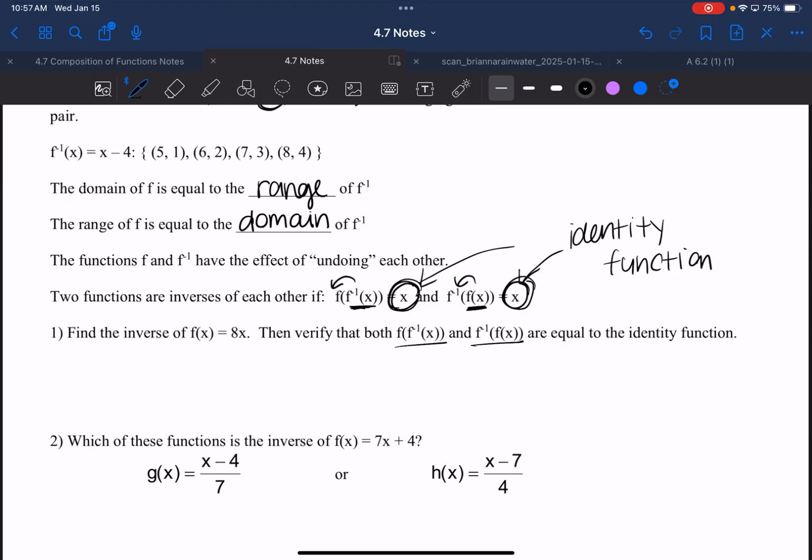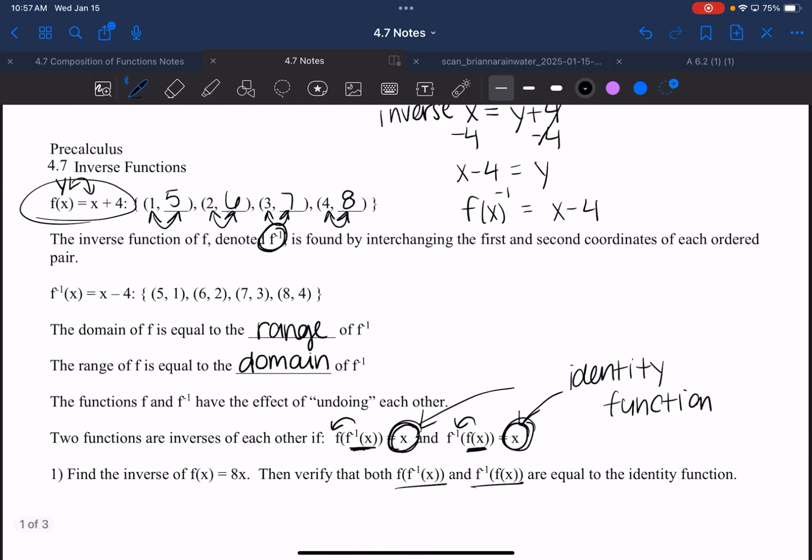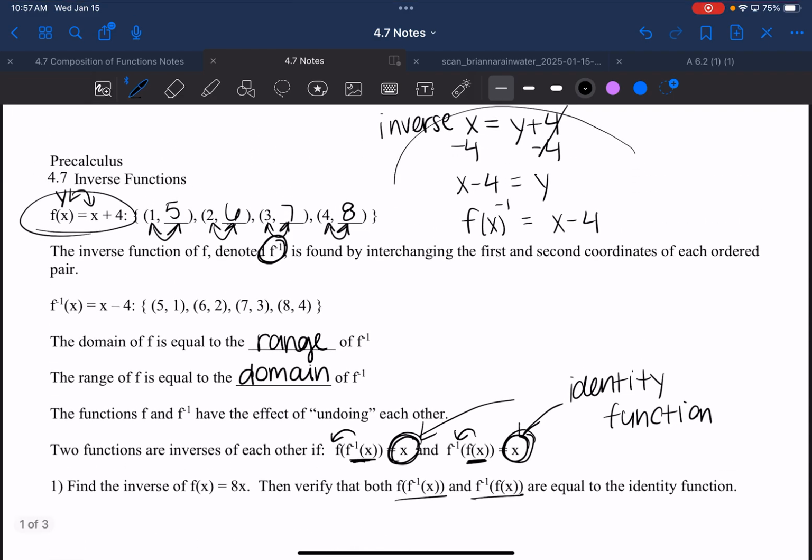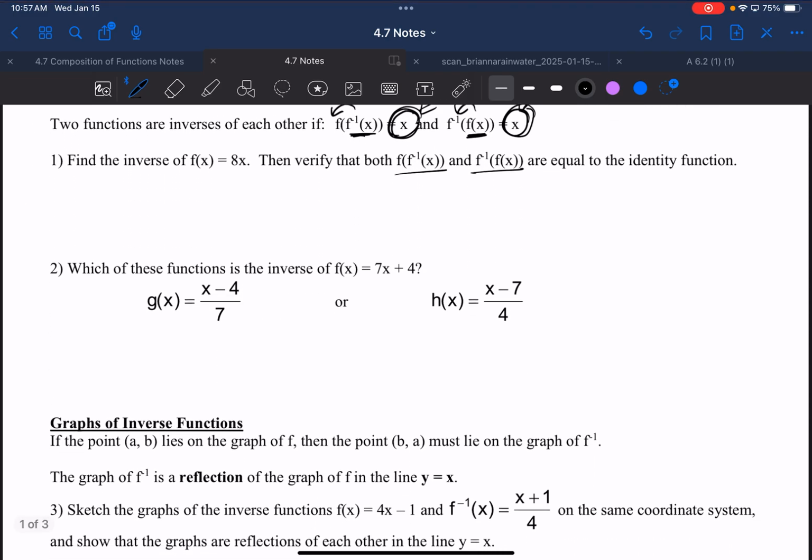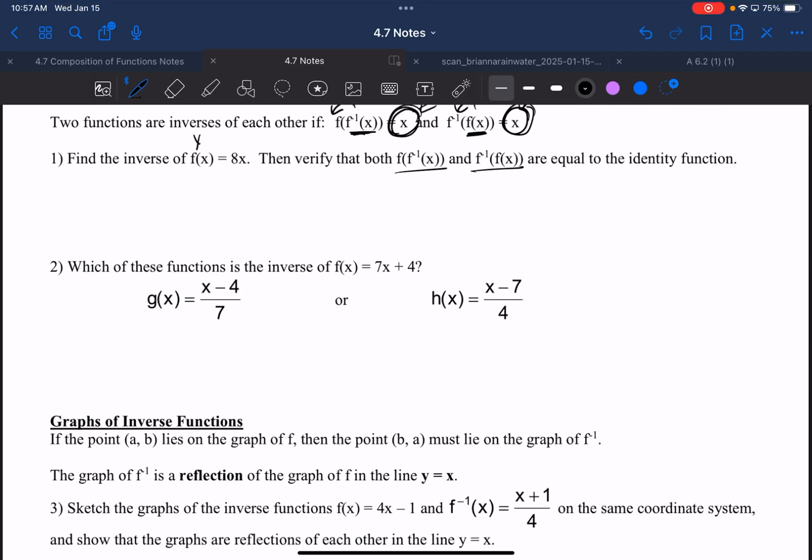Okay, so first thing I need to do is just find the inverse function. Well, we just did that up here. What did we do to come up with this new equation up here? Subtracted 4. Before that, switch the y's and x's. Very good. So that's exactly what I need to do here. Remember, this is like a y. So I'm going to switch the places of the x and the y. So my inverse is going to be x equals 8y.